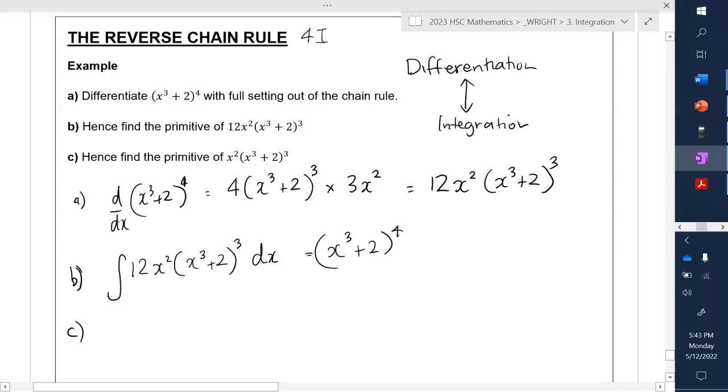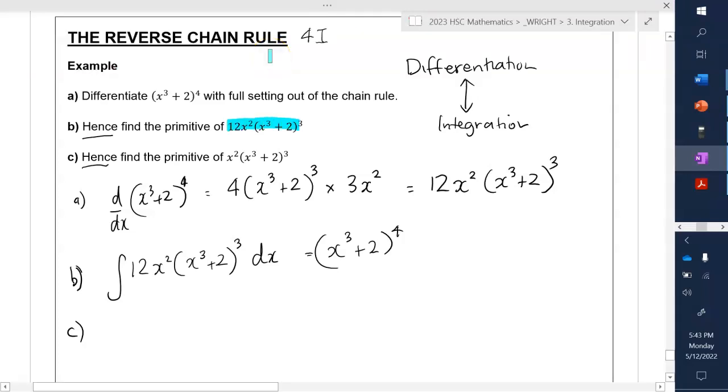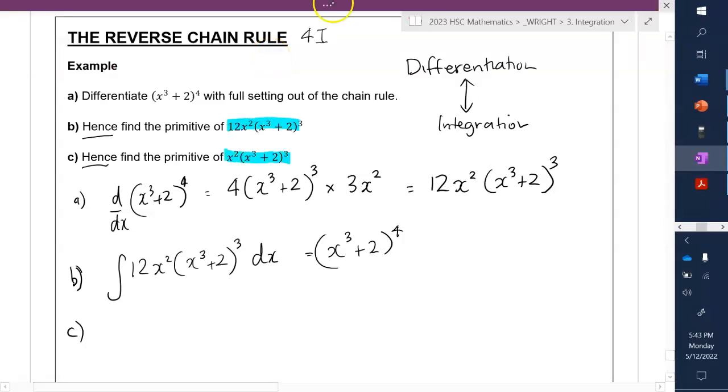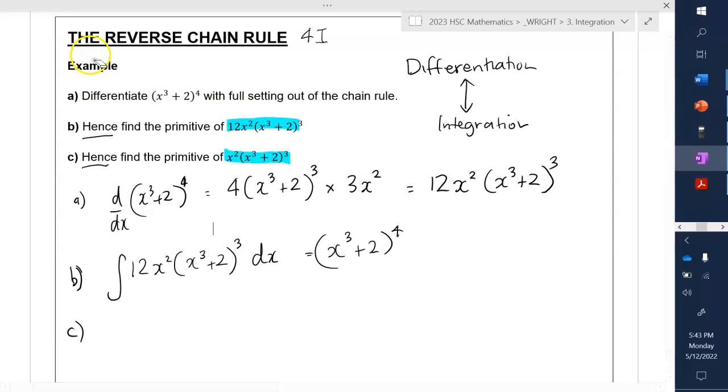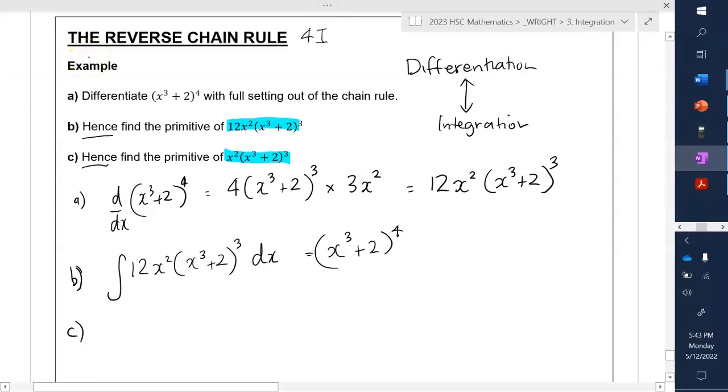Now, look at part C. It's giving us a hence again. We've used our hence one. Now it says hence. Hence, find the primitive of x squared, x cubed plus 2 to the power of 3. Now, I need to have a little think about this. These guys are very similar. What is the difference between our first function that we've got given in part B and the function that we've got given in part C?